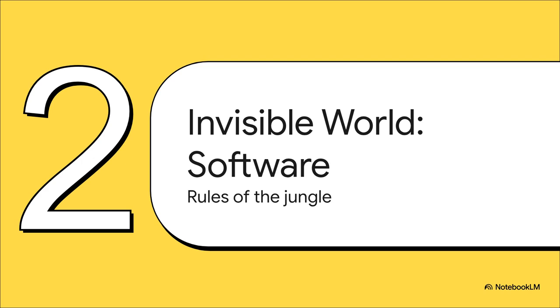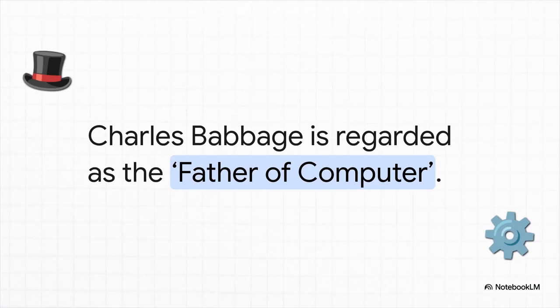Okay, so we've explored the physical body of our digital creature, but what about its mind? Now we're venturing into the invisible world of software, that set of instructions that basically acts as the rules of the jungle. But hey, before we dive into those rules, let's give a quick shout out to the pioneer who kind of dreamed it all up. Charles Babbage is considered the father of the computer because he imagined the first automatic digital computer.